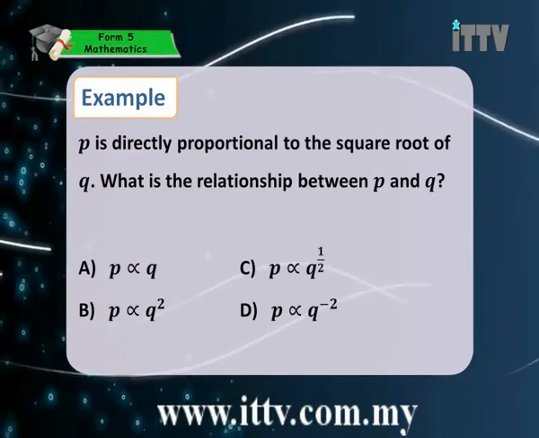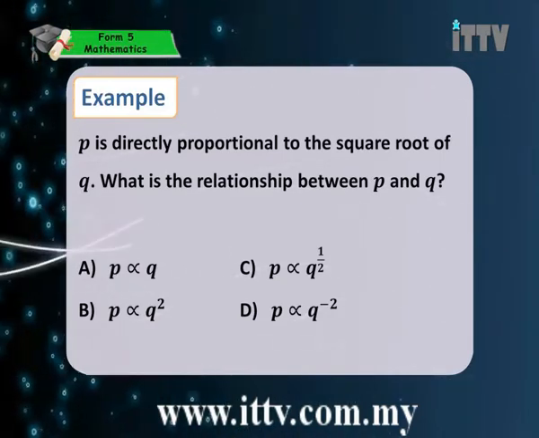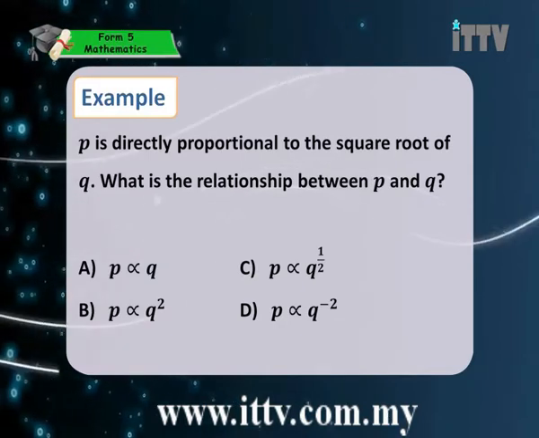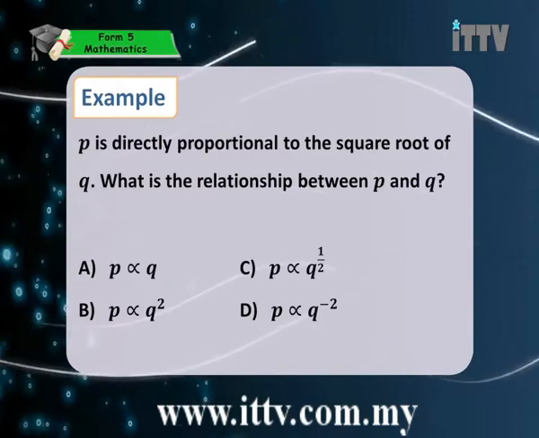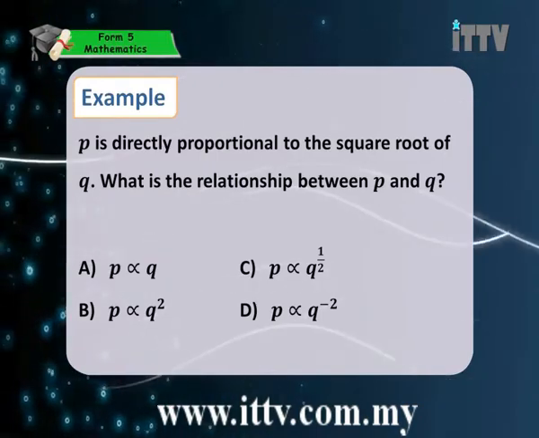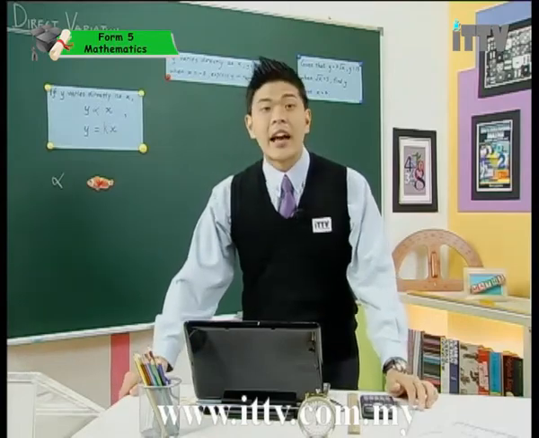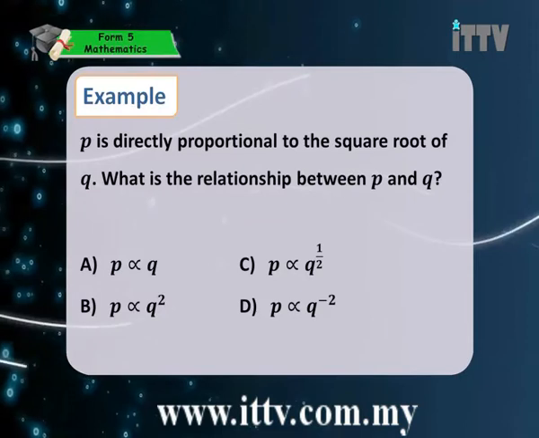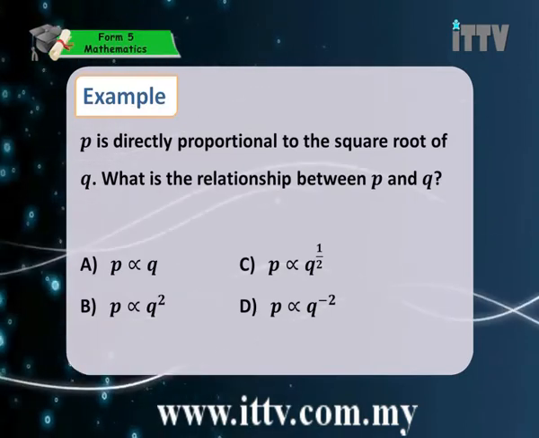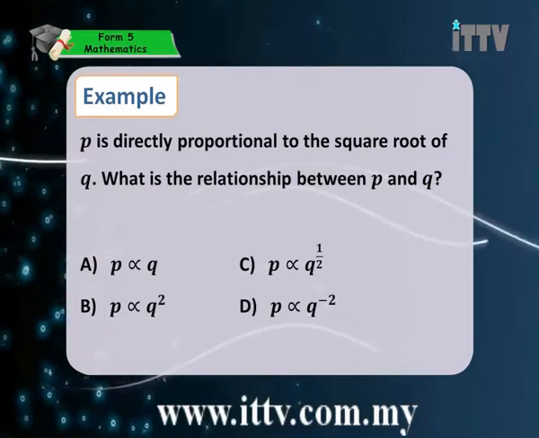Is it A, P varies Q? Is it B, P varies Q squared? C, P varies Q to the power of half? Or D, P varies Q to the power of -2. Alright guys, remember this is an objective question, and let's read again. Remember what kind of variation? It tells you there, varies directly as the square root of Q. Alright, so full stop.